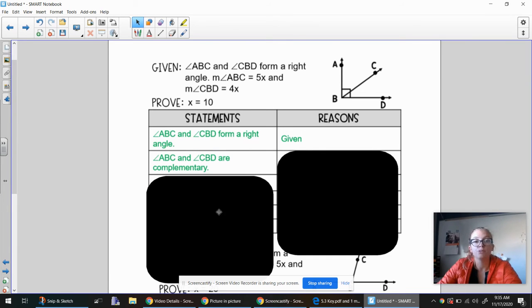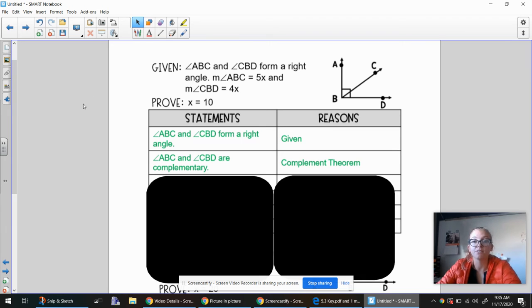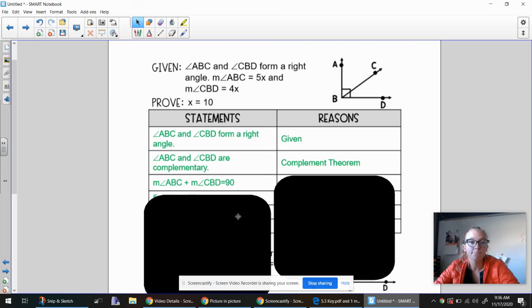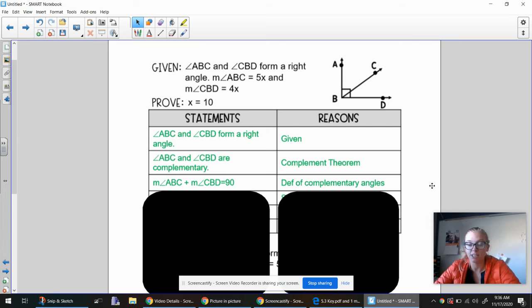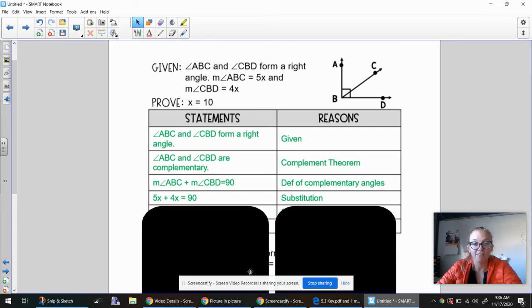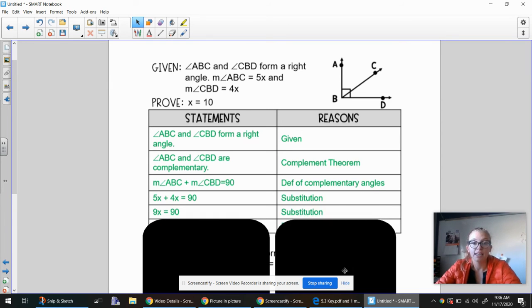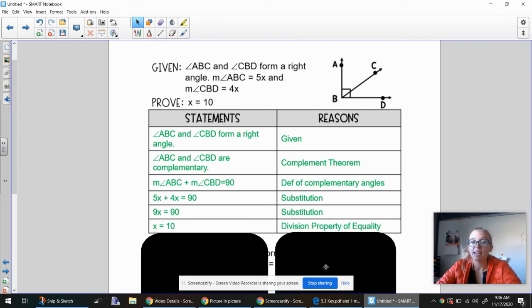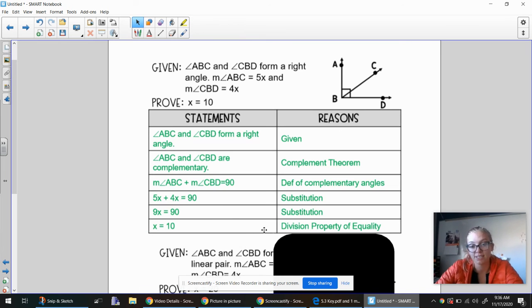Next, we are going to write that they are complementary. That's because of the complement theorem, which says that if two angles form a right angle, they are complementary. Which means that the measures of those angles will add up to 90 degrees. That's the definition of complementary angles. Now we're going to use substitution, and we're going to substitute in these expressions for the angles. So 5x plus 4x equals 90. Next, we can combine like terms. 5x plus 4x is equal to 9x. And then divide on both sides to show that x equals 10.